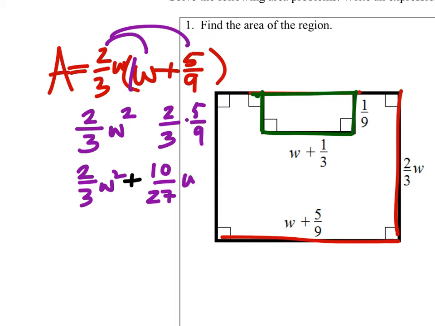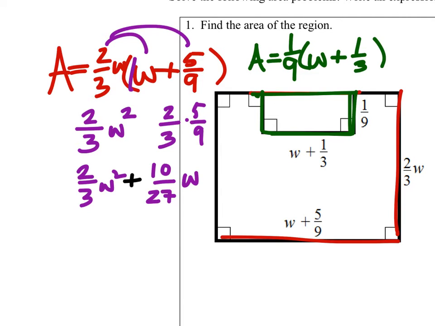Sorry, I forgot there's a W on this one as well, right? Alright, so let's figure out the area of that other rectangle. So it has a length of, we'll say W plus 1/3. And we're going to multiply it by the length, which is 1/9. Alright, so let's distribute the 1/9 into the parentheses. So that'd be 1/9 of a W plus 1/27.